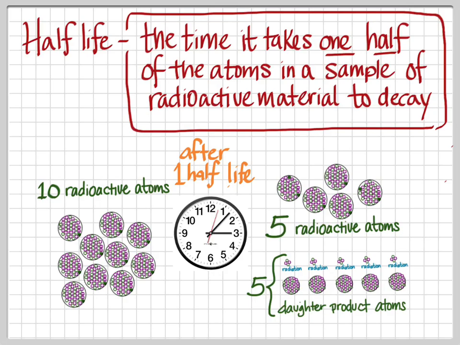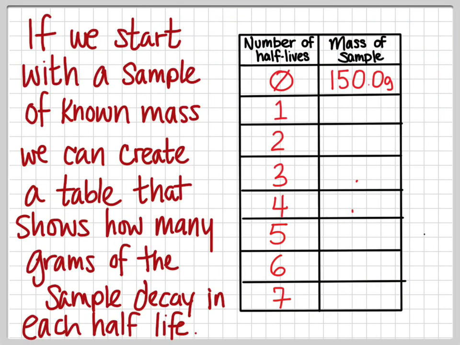All right, so how do we graph and table this information? Well, if we start with a sample of some known mass, we can just create a table that shows how many grams of the sample decay in each half-life. So here I've got some imaginary 150 gram mass of a radioactive sample, and we know that after 1 half-life, half of the mass will have decayed. So we'll have 75 grams left as the mass of the sample.